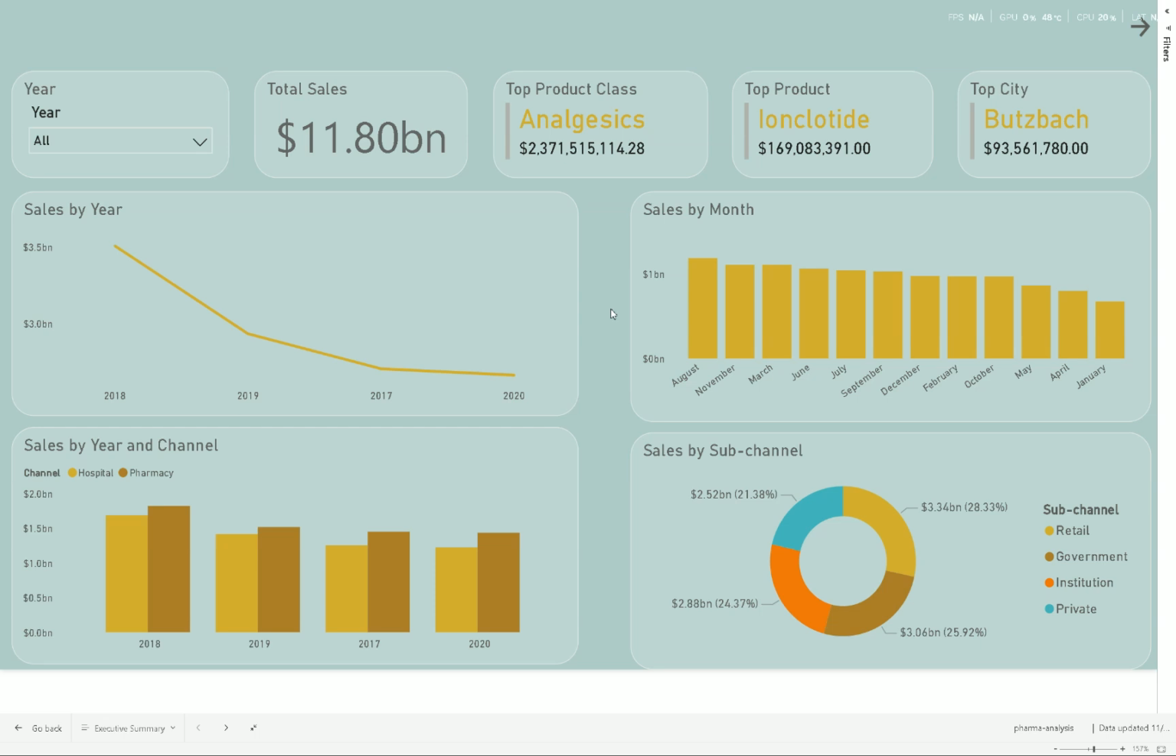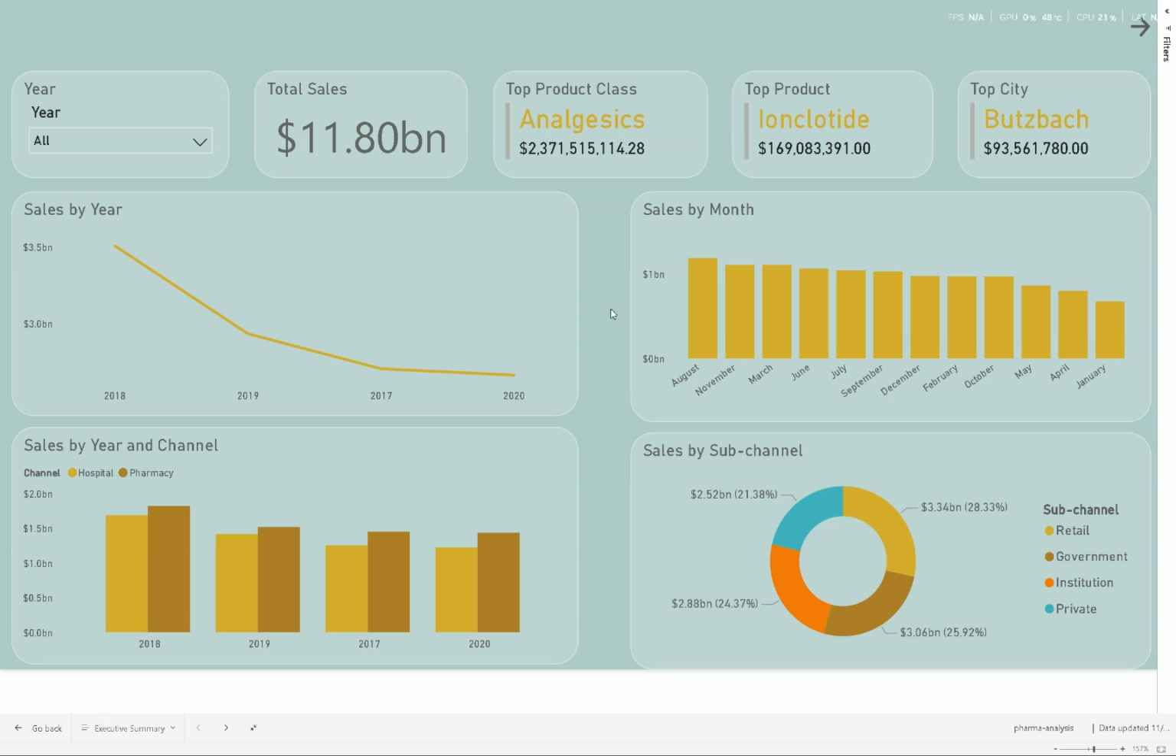Today I'll be presenting a comprehensive pharmaceutical sales performance analysis which is created using Power BI. This is the dashboard which will bring together multiple data sets including sales, distributors, customers, products, channels, countries, cities and sales team, which will give us a unified view of overall business performance.